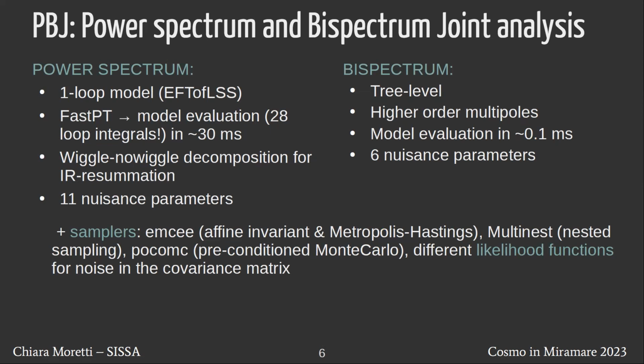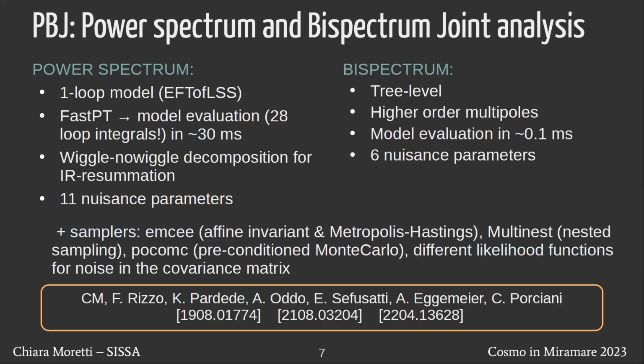So this is it for the theoretical prediction, but this is a full likelihood pipeline. So the theoretical models are combined with different samplers that we use to explore the parameter space. We have a number of them, so you can pick the one you like more. And then we have also different likelihood functions that can take into account possible noise in the covariance matrix. So this was first developed here in Trieste by a group here in Trieste, and then with the collaboration of people in Bonn. And you can find some more technical details about the code in these papers.